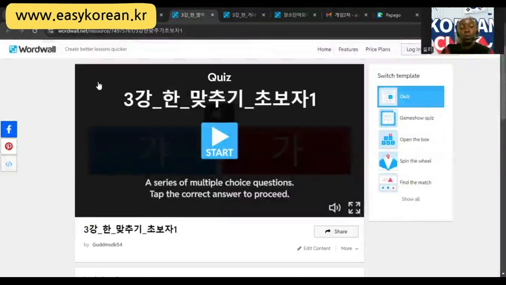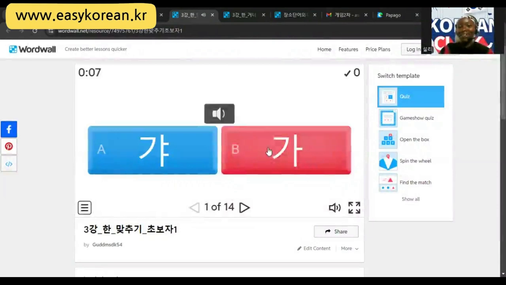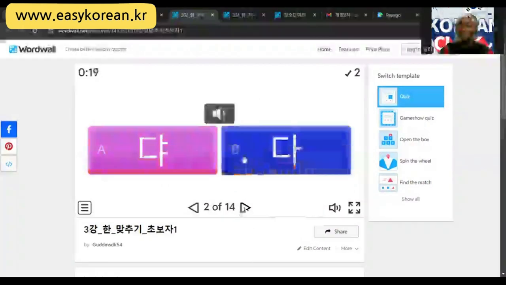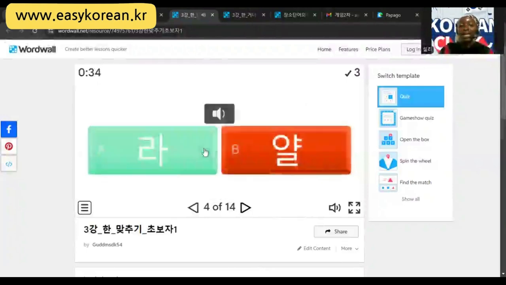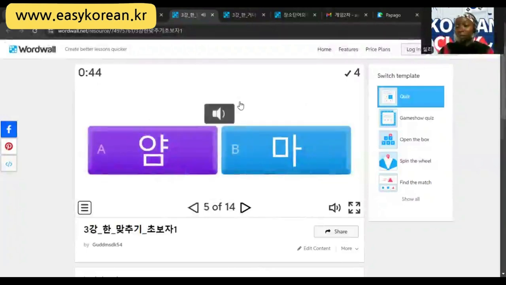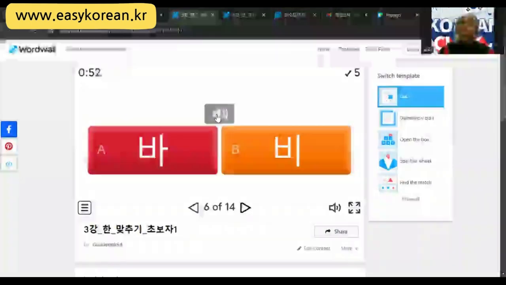이거는 you're gonna listen and pick which one you listen to. You're gonna listen 잘 듣고 맞추기. You listen, then you pick the right answer. So let's get this together. Okay. Ka. And we have the next one. Ta. Ticket. Wa. A. 아까 말했잖아. 라. 맞죠? 마. 마는. 네.